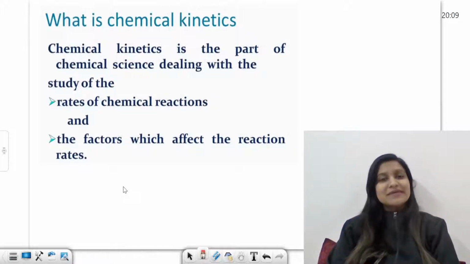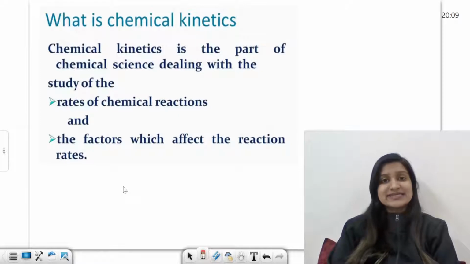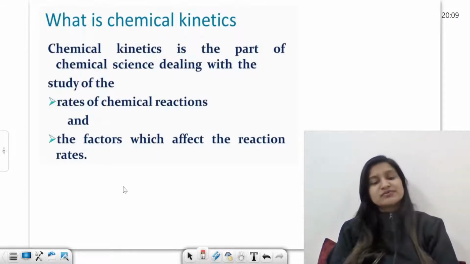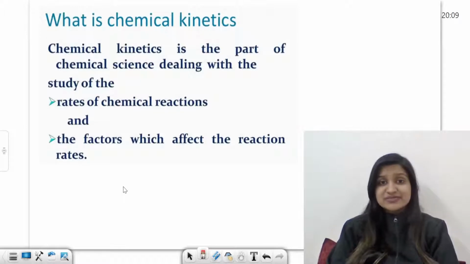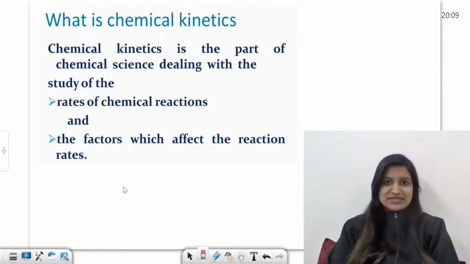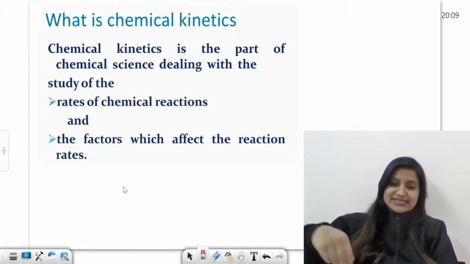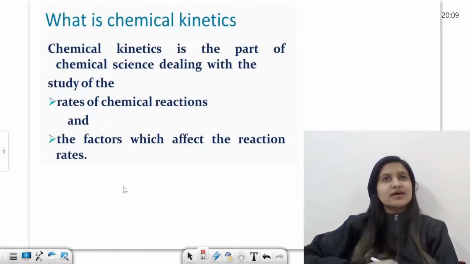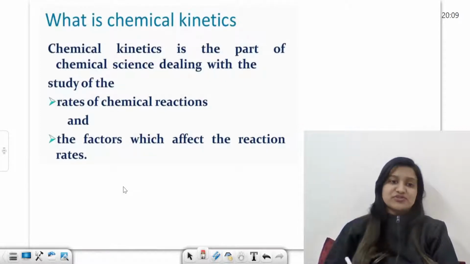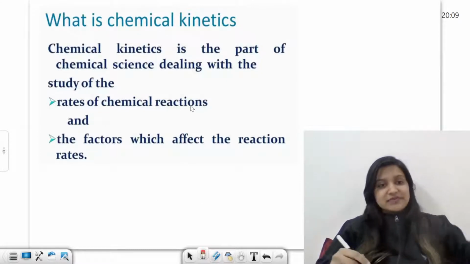So, chemical kinetics, let's talk about what is chemical kinetics, and then we'll talk about its application. Like how are we using it, when are we using it, and who is using it. So, when it comes to chemical kinetics, it simply means that it is a branch of science that deals with the rate of the reaction. It deals with the rates of the chemical reactions.